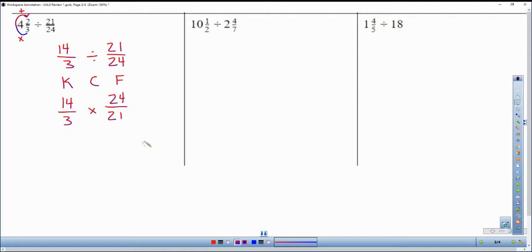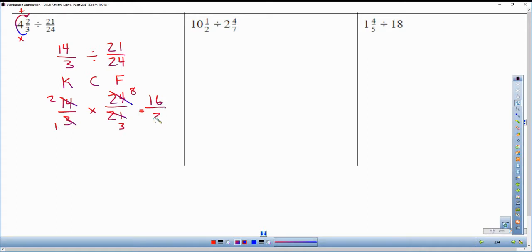I believe we can. If you look at 3 and 24, you can divide those both by 3. 3 divided by 3 is 1. 24 divided by 3 is 8. But if you look at this diagonal too, you can actually simplify those as well. 14 and 21, what can you divide them both by? Well, you can divide them both by 7. 14 divided by 7 is 2. 21 divided by 7 is 3. So always look at both diagonals because there might be a chance to simplify both.